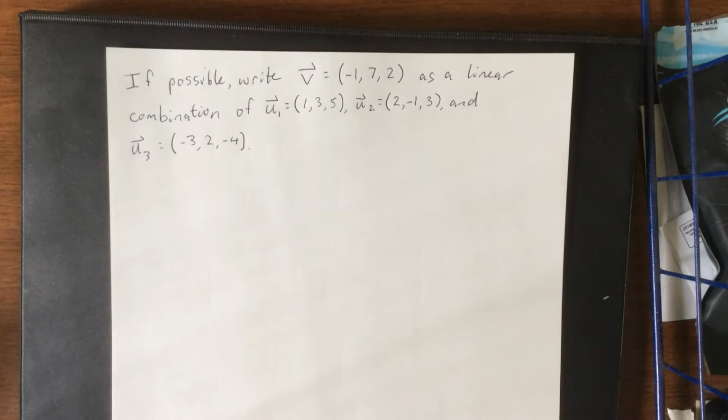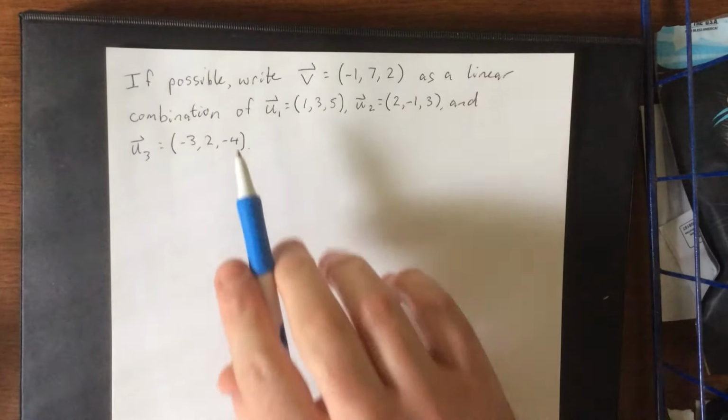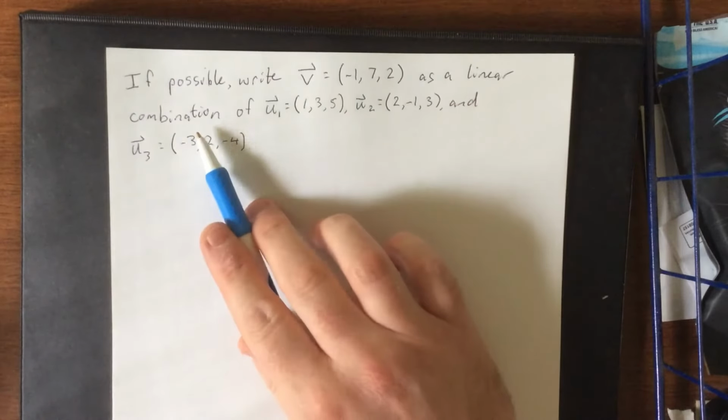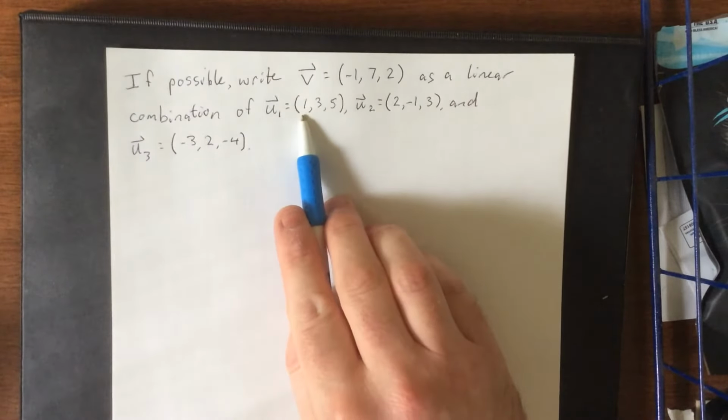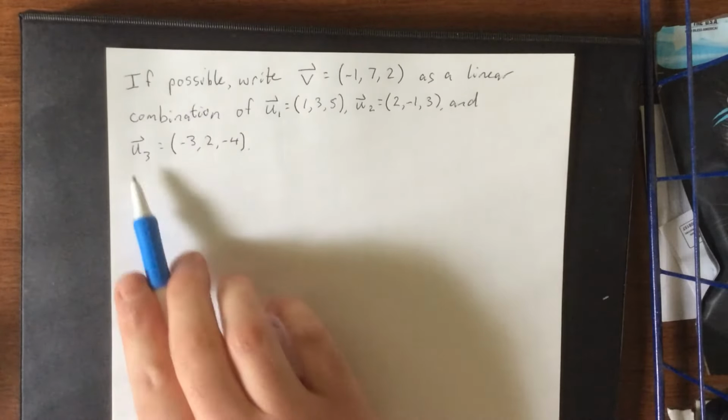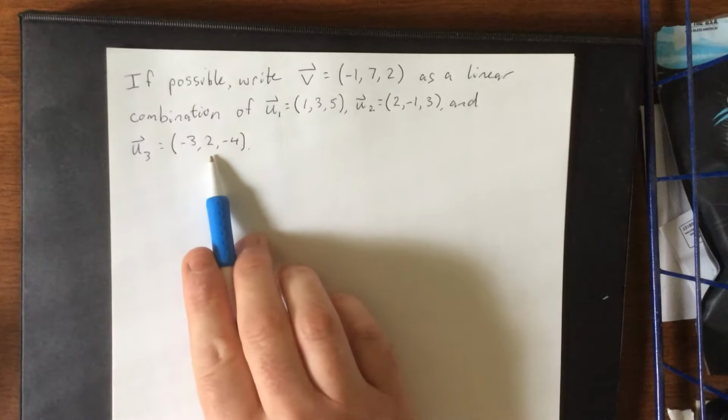Since we've now been formally introduced to the idea of a linear combination of vectors, I would like to consider the following example. If possible, I would like to write the vector v, -1, 7, 2, as a linear combination of vector u1, which is 1, 3, 5, u2, which is 2, -1, 3, and u3, which is -3, 2, -4.